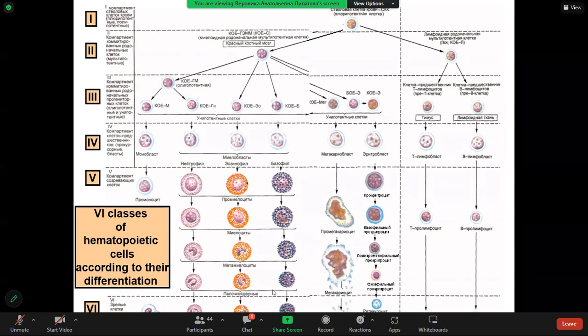Professor, I have a question about megakaryocyte. Because it can leave the bone marrow, so it sends pieces of the cytoplasm. Is that piece still active, like they can do the function or not?